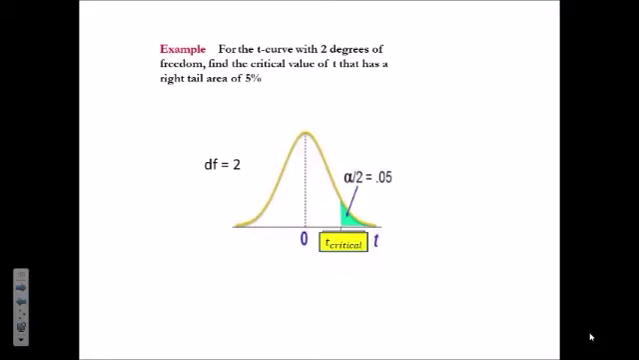Here's an example. For the T-curve with 2 degrees of freedom, find the critical value of T that has a right tail of 5%. So in this case, this particular curve has degrees of freedom 2. This area is 5%, this tail, and we want to find T critical, sometimes called T sub 0.05, the critical value of T with a 5% right tail. How do we do that?